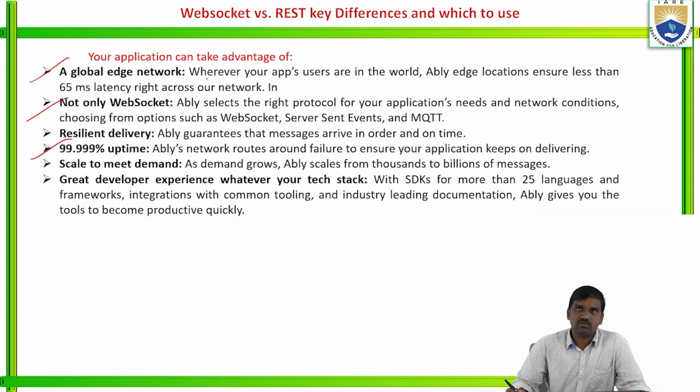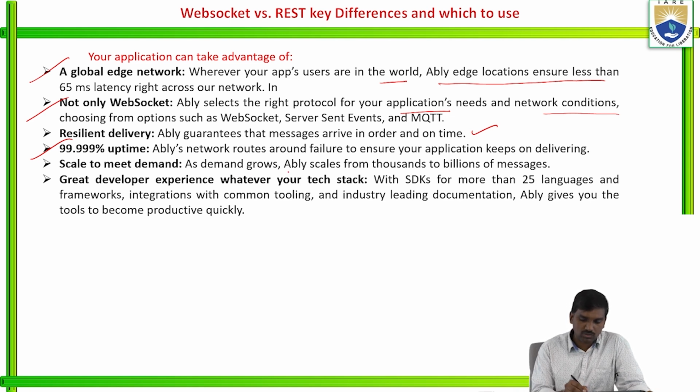A global edge network means that wherever your app users are in the world, edge locations ensure less than 65 ms latency across the network. Not only WebSocket: select the right protocol for your application's needs and network conditions, choosing from options such as WebSocket, server-sent events, MQTT and so on. Resilient delivery guarantees that messages are delivered on time, and with 99.99% uptime your application keeps on delivering. Scale to meet demand: as demand grows, scale from thousands to billions of messages.